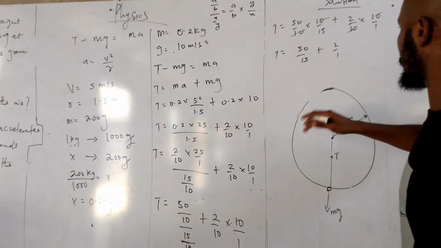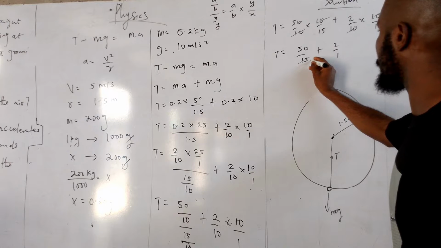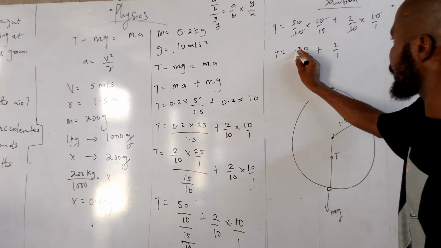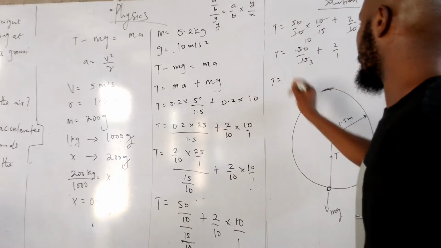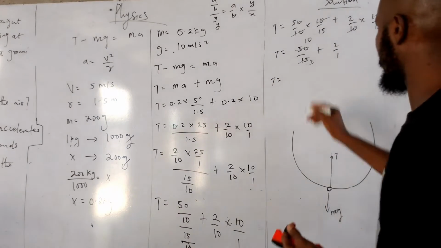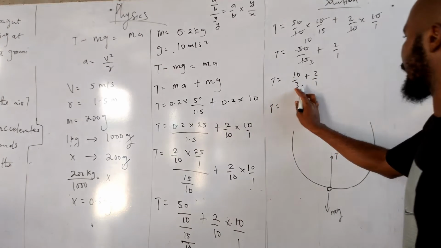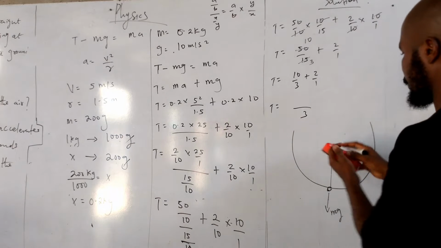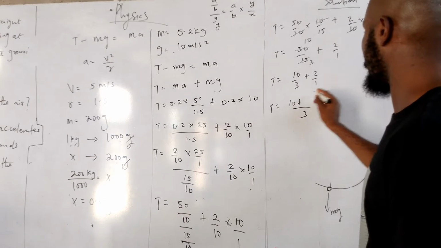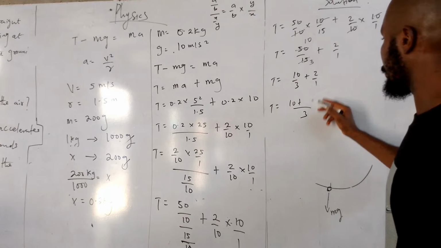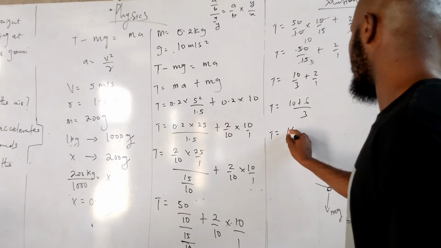Okay, let's see. You see, 5 here, 5 into 15 will give us 3. 5 into 50 will give us 10. So we have that the tension T will be equal to 10 over 3 plus 2 over 1. Okay, the LCM of 3 and 1 is 3. 3 into 3 will give us 1, 1 times 10 will give us 10, plus 3 into 1 into 3 will give us 3, 3 times 2 will give us 6. So T is equal to 16 over 6.